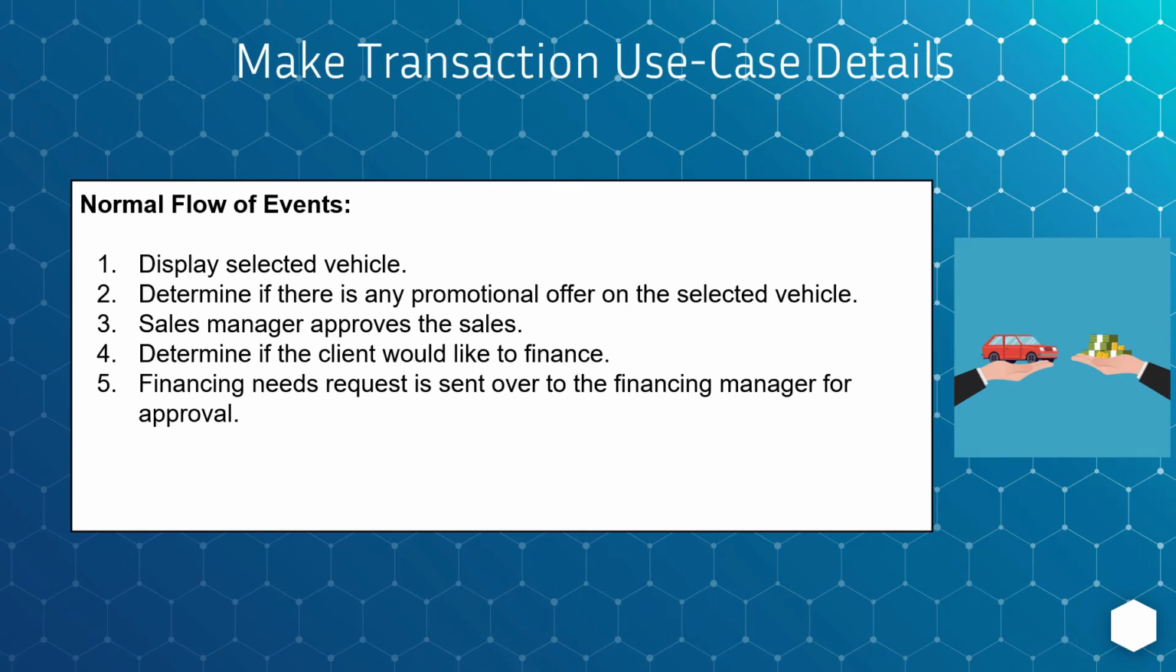Our normal flow of events can be broken down into 5 steps. The first step will be to display selected vehicle. Second, determine if there's any promotion offer on the selected vehicle that the client decided to purchase. And third, sales manager approves the sales. 4, determine if the client would like to finance. And 5, financing needs request is sent over to financing manager for approval.